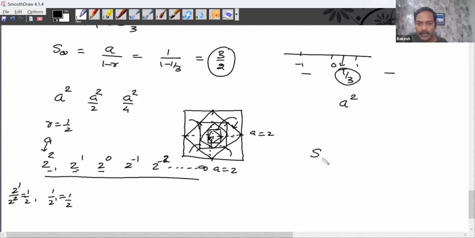So we can apply the formula that the sum till infinity for these terms would be a, which is 2 to the power 2, divided by 1 minus 1 by 2, which comes out to be 2 to the power 2 into 2, equal to 8. So if I add all the areas of these squares till infinity, the overall sum will be 8.